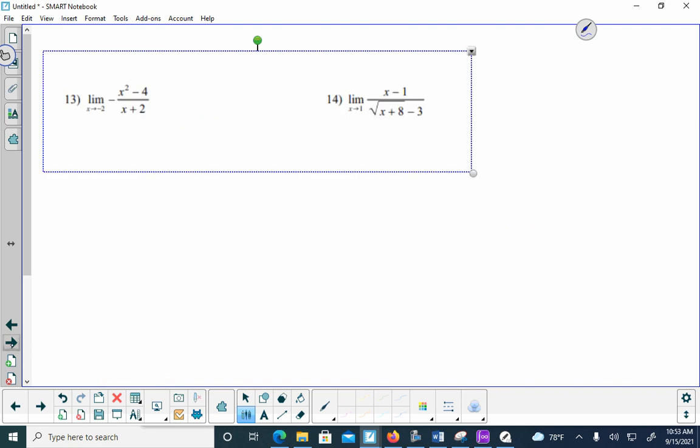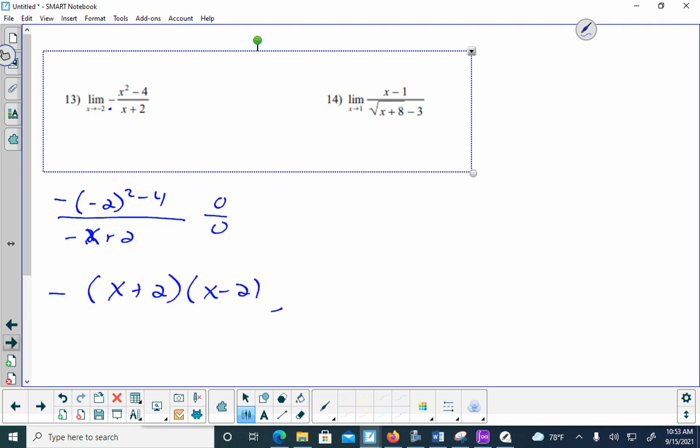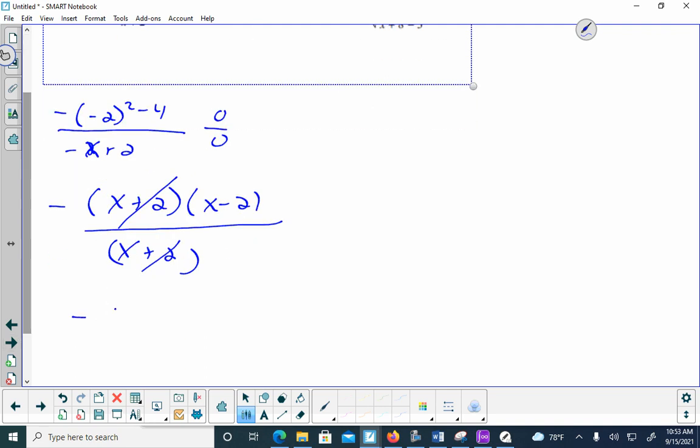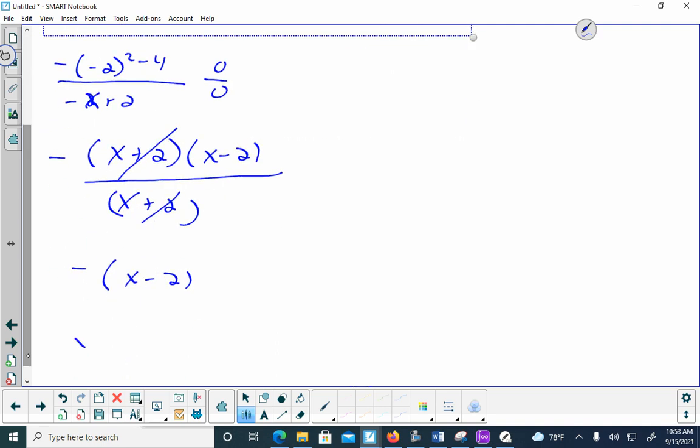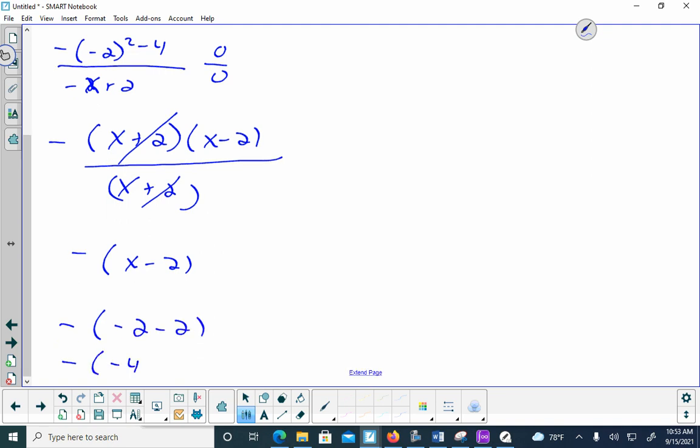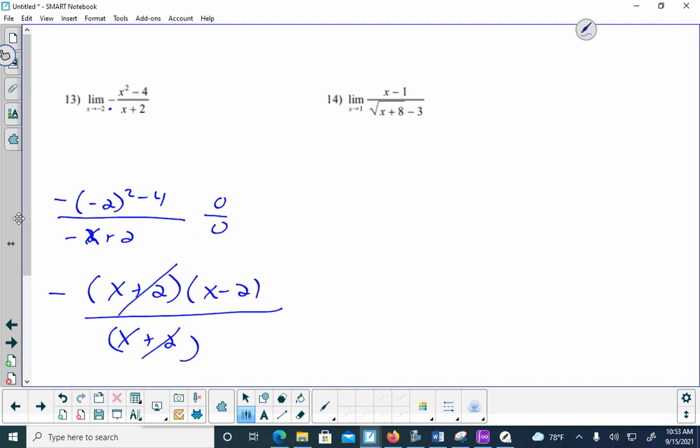The next one, when I go to substitute in -2, I'm going to have -2 squared minus 4 all over x plus 2, or -2 plus 2. I get 0 over 0. So here's that negative sign that's just sort of hanging out. I'm going to factor x squared minus 4 as x plus 2, x minus 2. And I'm going to make this x plus 2. Here the x plus 2s will simplify. I'm left with negative times x minus 2. I'm taking the limit as x approaches -2. So I'm going to have negative, then this will be negative 2 minus 2. So this will be the opposite of negative 4, and my limit is going to be 4.